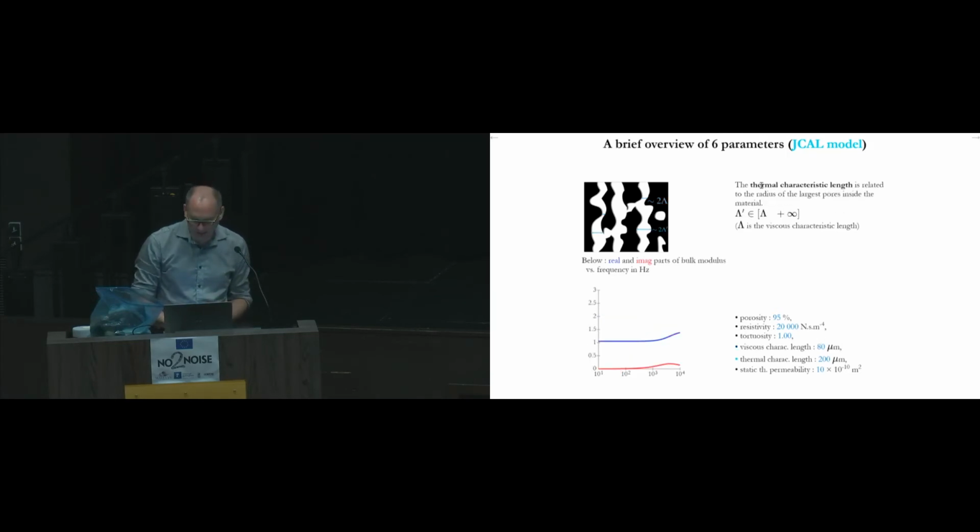So the thermal characteristic length is related somehow to the larger pores, to the radius of the larger pores inside the porous materials. So again, Fabien has something to present to you later, so I will not go into the details. And lambda prime is related to the thermal effect. Okay, it was introduced by Champoux and Allard, so it's related to thermal effects, and we can see there how it changes the behavior of the real and imaginary part of this bulk modulus.